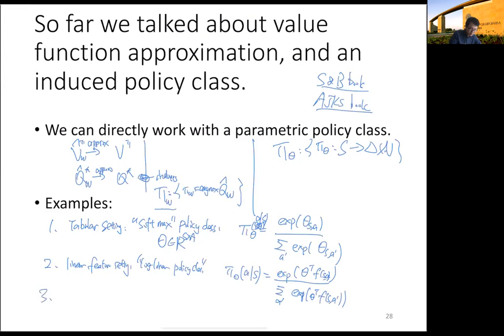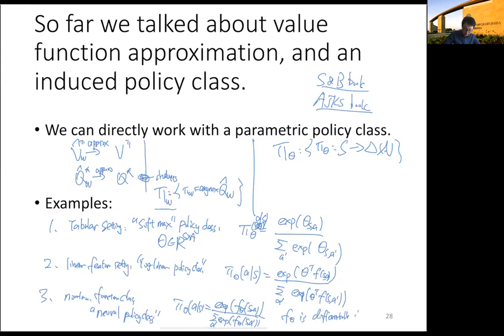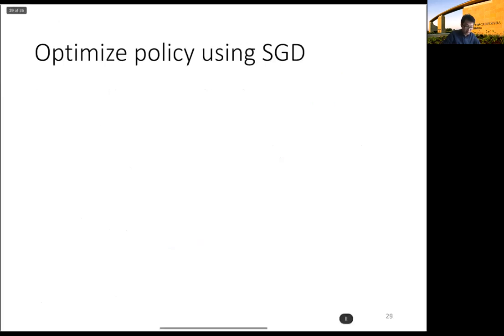Right. So more generally, we can consider the nonlinear function class. This was called by AJK a neural policy class, where pi theta of A given S is simply the soft argmax transformation of some feature transformation indexed by theta, and then I normalize it over F theta S A prime. Okay, so the only requirement typically for this function class is that F theta is differentiable in theta, in which case you could already apply the policy gradient idea.